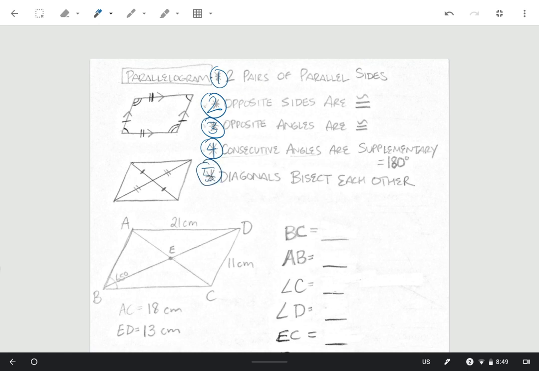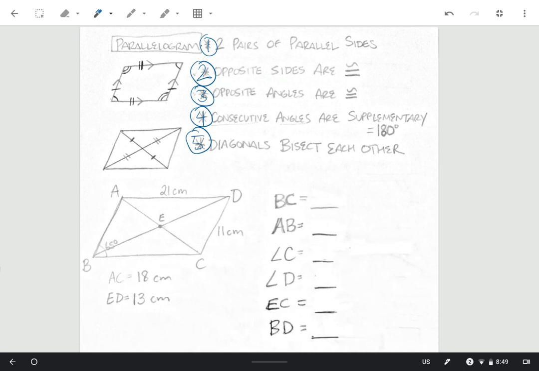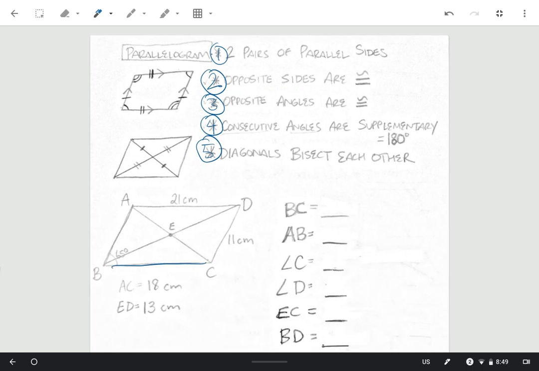So looking at BC. BC is right here. So the question is, what side has a relationship with BC? It should be clear that we're going to be looking at this one right here. So if that one's 21 and we look at property number 2, I'm going to write that down. Using property number 2, we find that BC is also 21 centimeters. And we're using property number 2 because opposite sides are congruent.